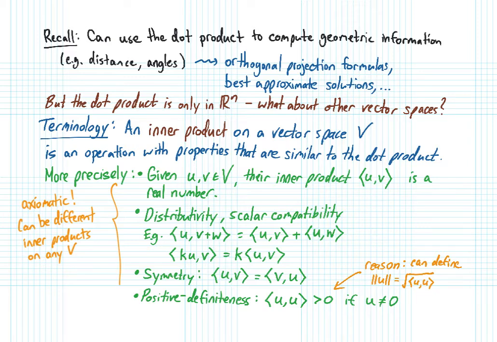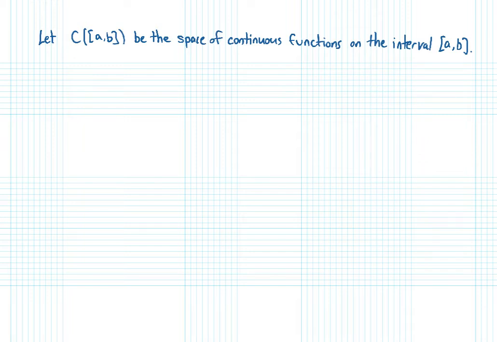But because we're short on time in this class, I'm going to focus on one specific class of inner products that's particularly useful and interesting. So the example we're going to focus on is an inner product on a space of functions. And in particular, it's the space of continuous functions on an interval [a, b]. And we'll use C[a, b] to denote that space of functions.